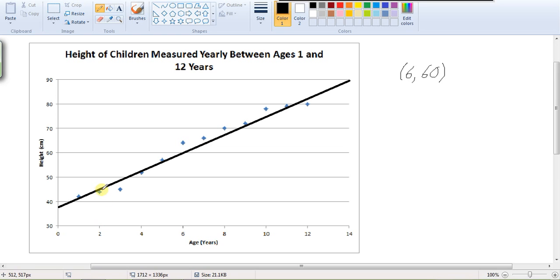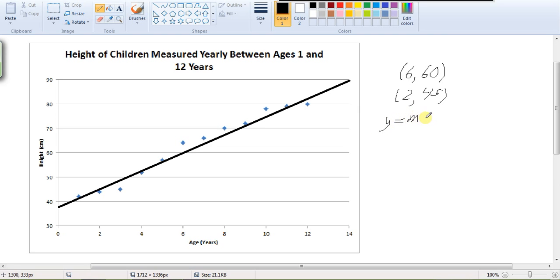And remember, I'm looking at the trend line. I'm not looking at my data points. I'm looking at the trend line. So 2 and then about 45. So 2, 45. There's my 2 data points. And remember, to get the slope of your graph, we need to calculate the slope first.